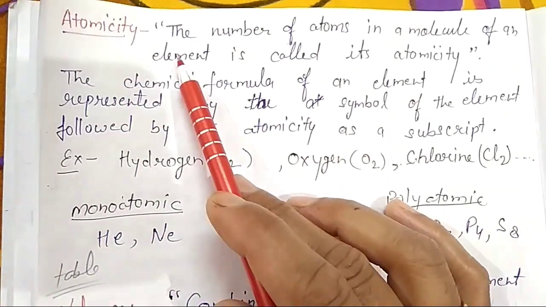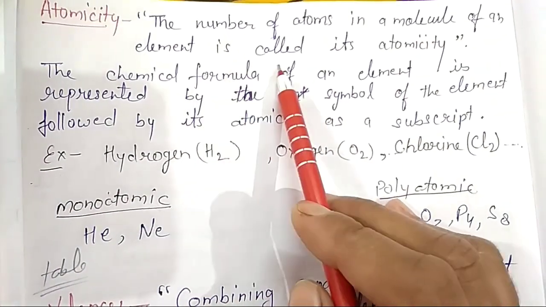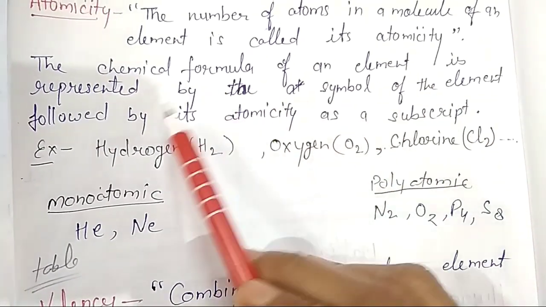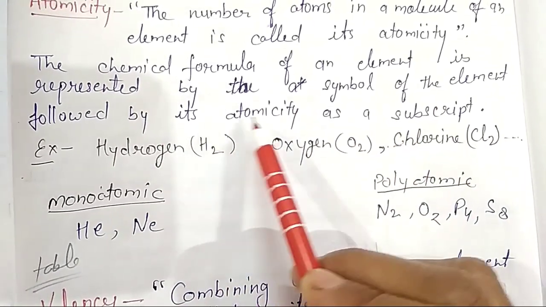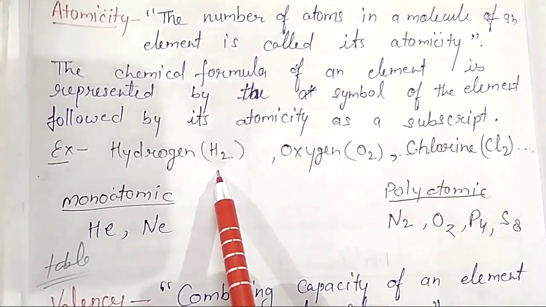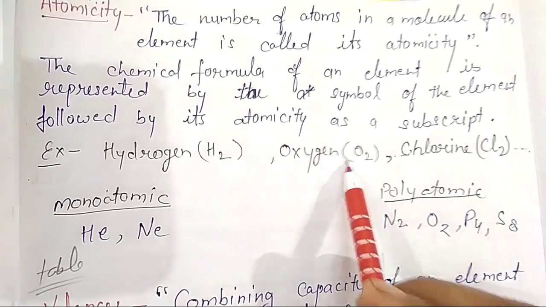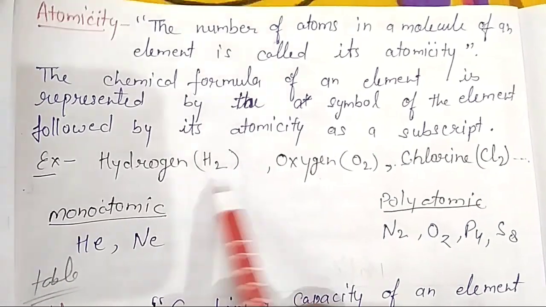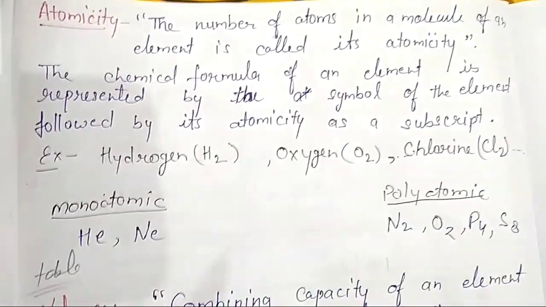Our next topic is atomicity. The number of atoms in a molecule of an element is called its atomicity. The chemical formula of an element is represented by the symbol of the element followed by its atomicity as a subscript. Examples are hydrogen, oxygen and chlorine. You can see they are written H2, O2 and Cl2. That means they cannot exist as single atoms. That's why they are O2, Cl2 and H2.